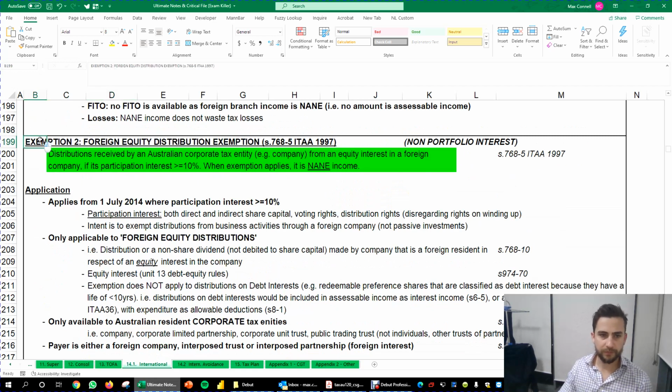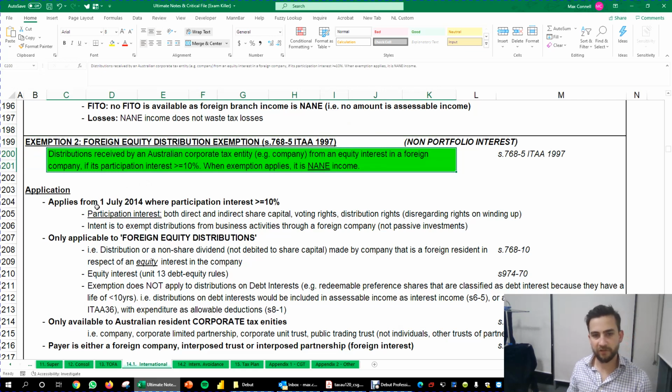Okay, so let's move on to Exemption 2, which is foreign equity distribution. This is a distribution received by a corporate tax entity, for example a trust or a company, from an equity interest in a foreign company if its participation interest is greater than 10%. When the exemption applies, it's non-A income. So basically you need a corporate tax entity, for example a company, receiving an equity distribution, for example a dividend, from a foreign company which the Australian company owns greater than 10%.